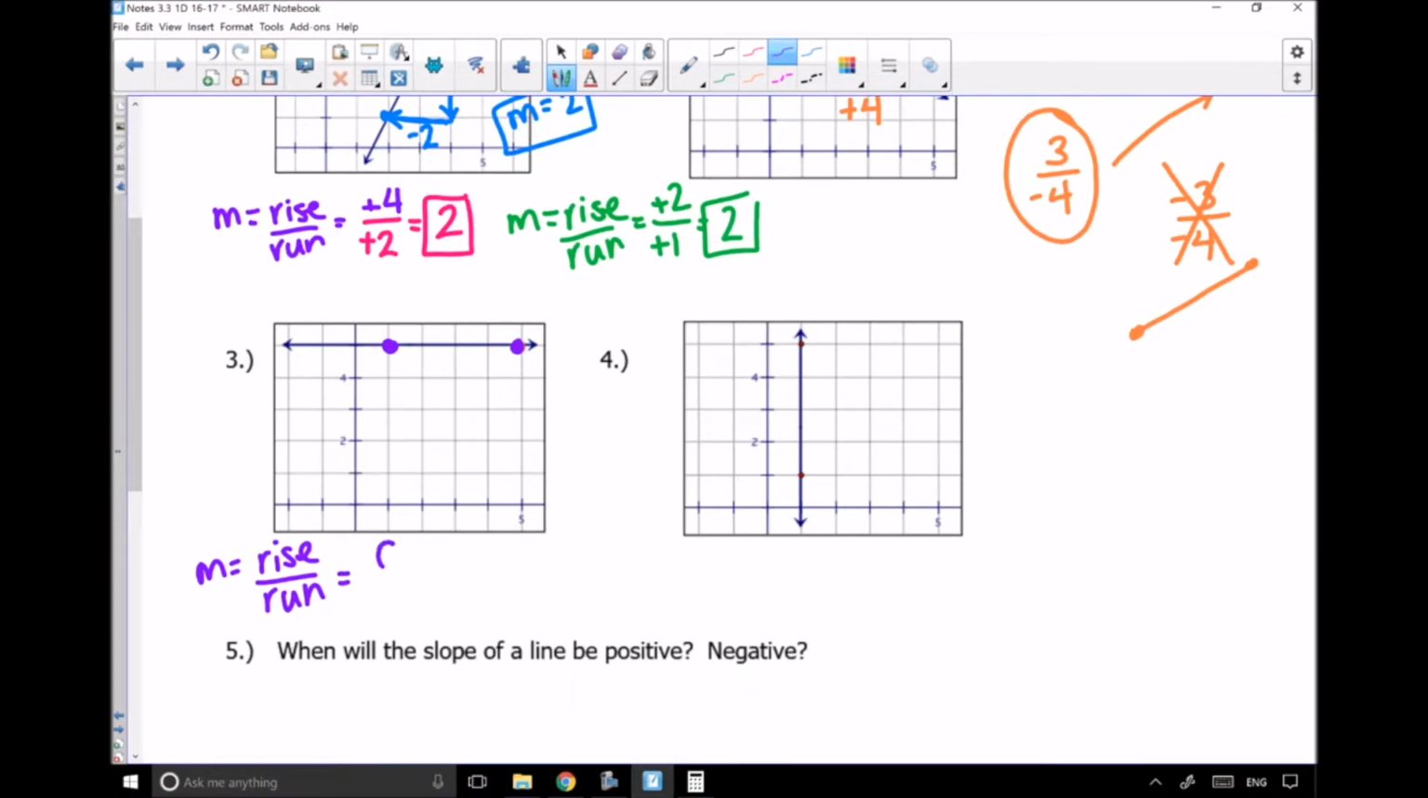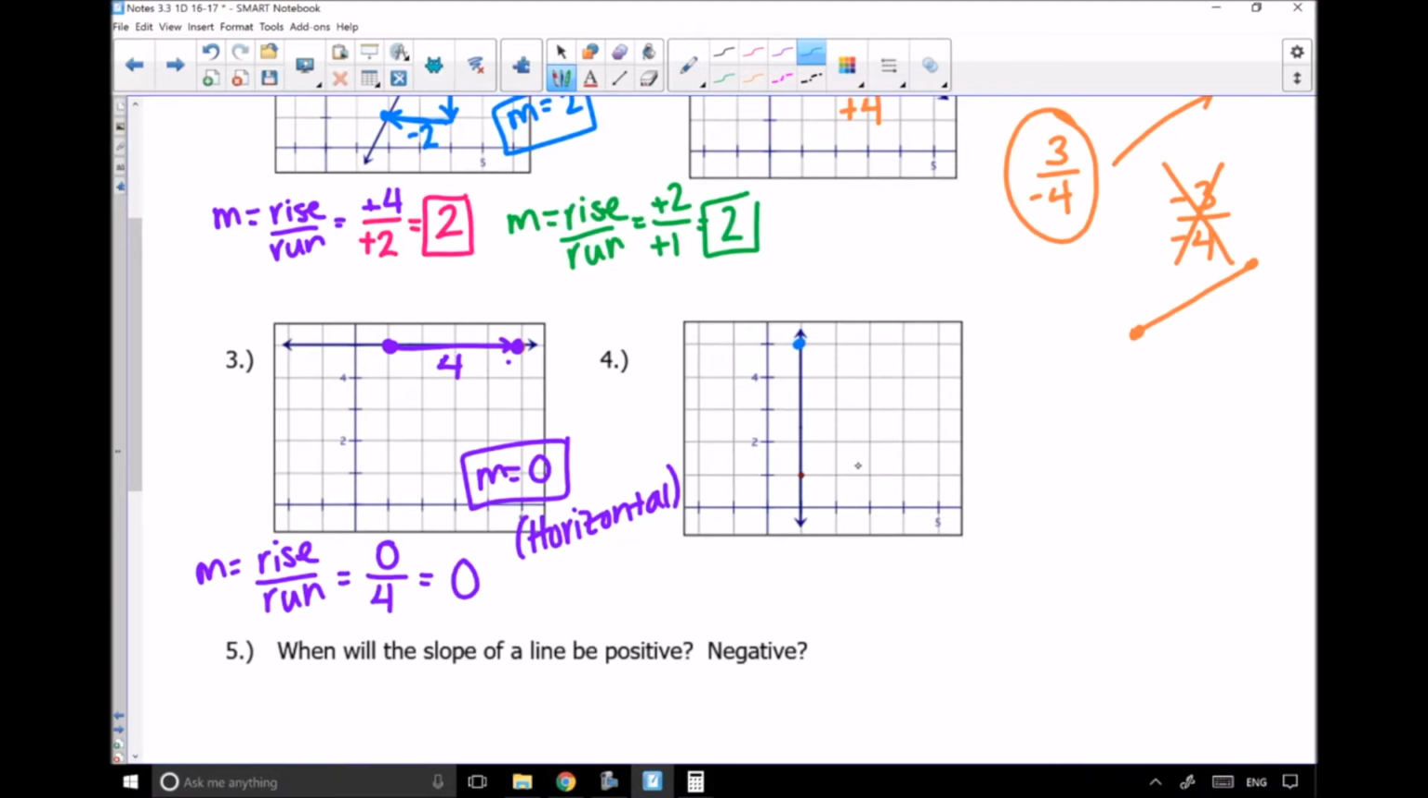It's staying flat. It's not moving at all. But it ran by 1, 2, 3, 4 to the right, or you could say 4 to the left. It's up to you, whatever you prefer as your starting and ending point. So I'm going to go from left to right and say it's positive 4. 0 divided by 4 is 0. And we should get that our slope is 0 because the slope of every horizontal line is always going to be 0.